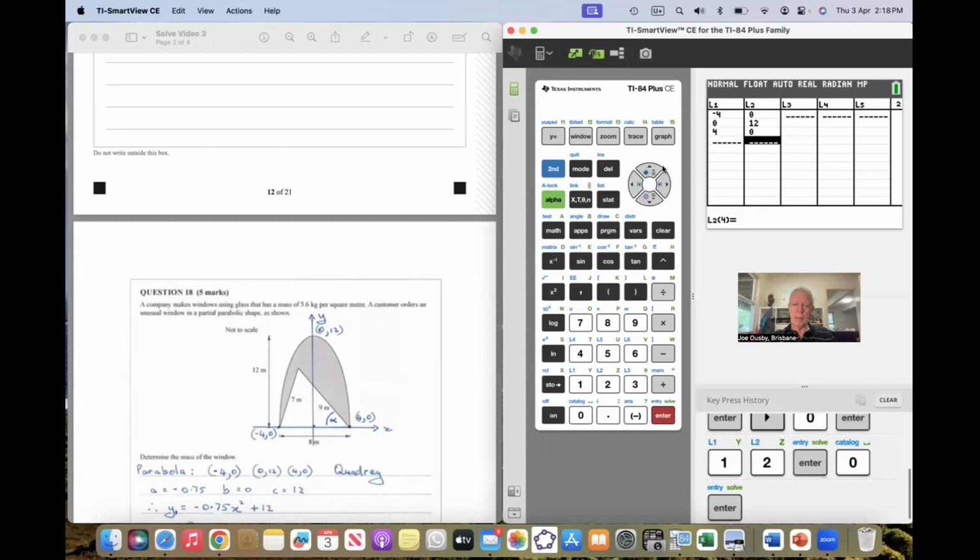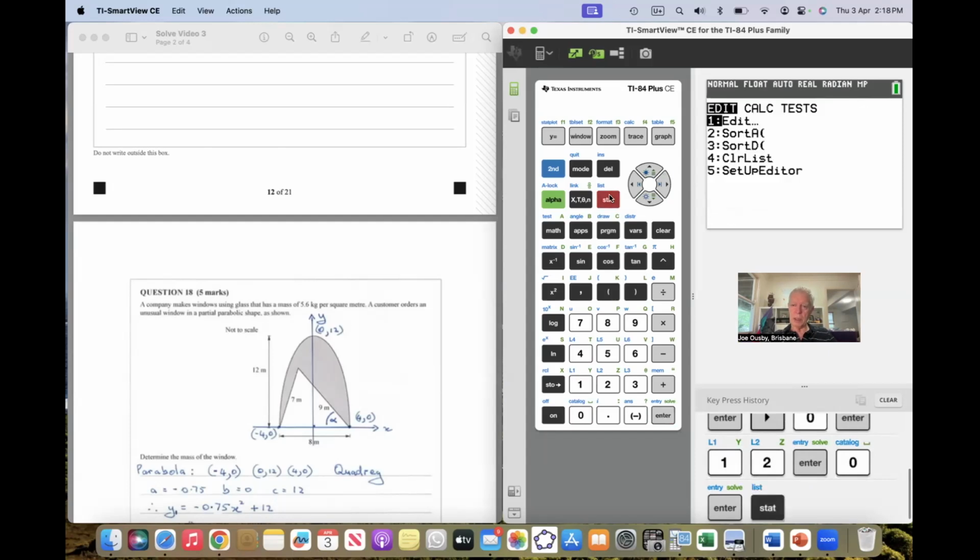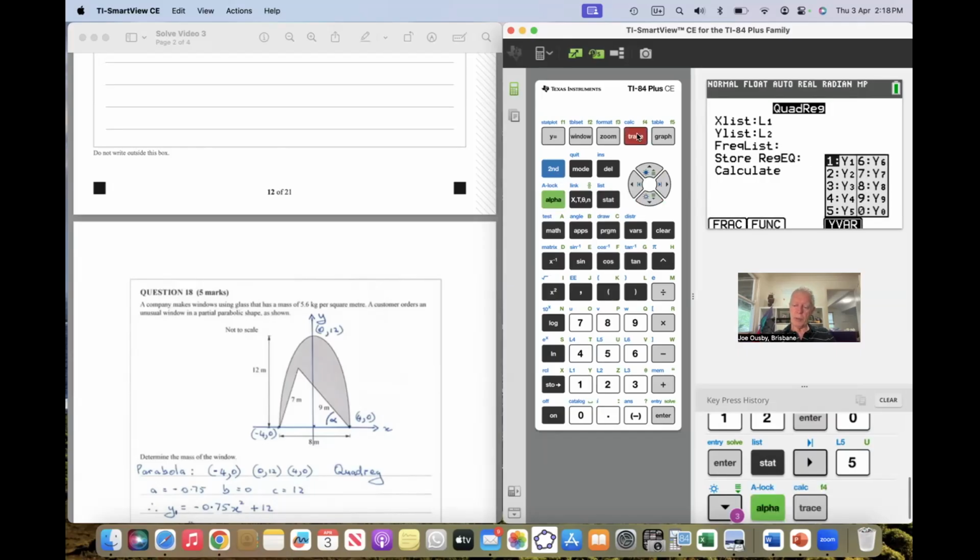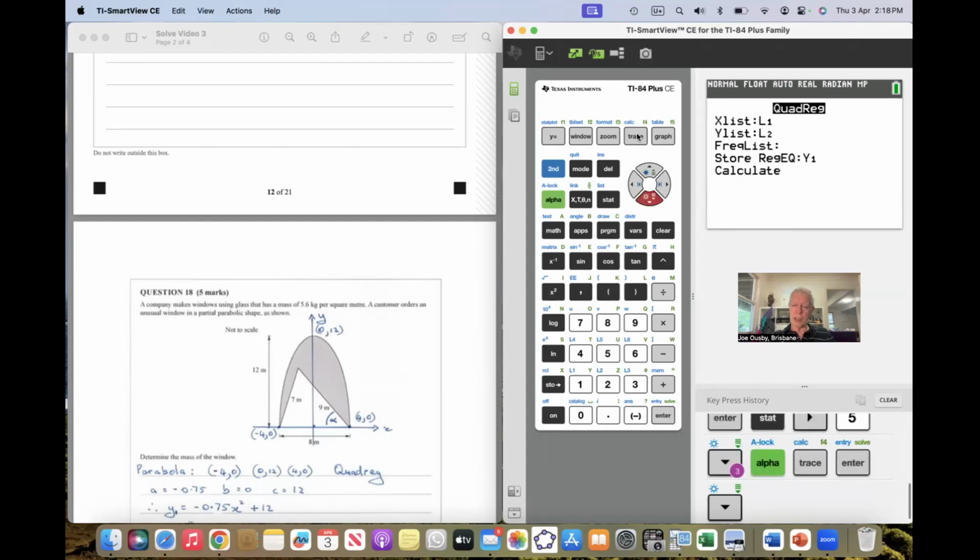At that point, going to Stat again, only this time I'm wanting to calculate. One of the options is quadratic regression, which is option 5. So I'm selecting that. The x values are in list 1, yes. The y values are in list 2, yes. Frequency I don't care about. Storing the required equation: I want the calculator to remember the equation. So I'm going to go to alpha F4, which asks where do you want to put it? I'm putting it in as Y1. And then I'm going to execute that.